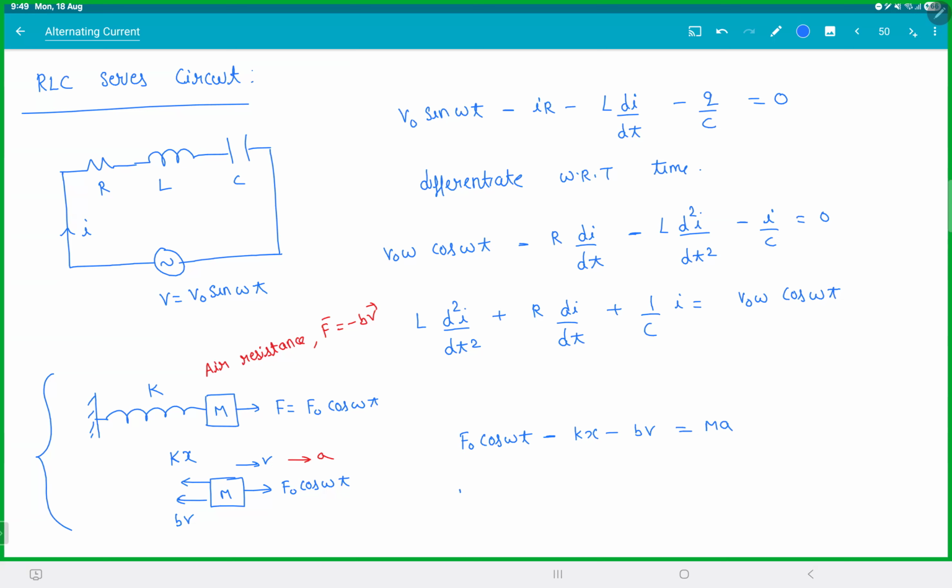Arrange the terms and see, you will notice that will be m d square x by dt square plus b dx by dt plus kx is equal to F naught cos omega t. Can you see the resemblance? So here, in place of current, what you have is elongation, right? They will ask you that question, find the elongation of the spring as function of time t.